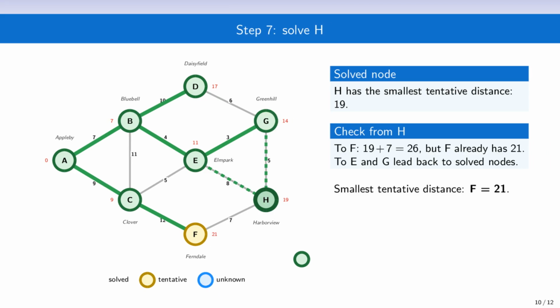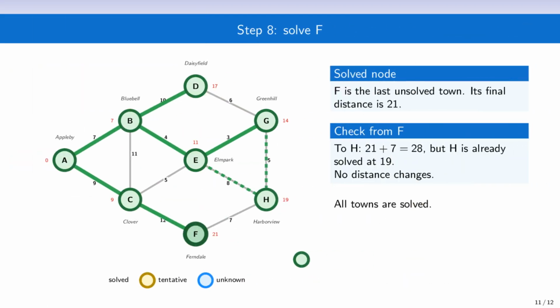In step 7, we solve town H. Its current shortest distance is 19. We check its neighbors, but find no improvements to the existing paths. Finally, we solve town F. It is our last unsolved town with a distance of 21. All towns in the network are now solved.